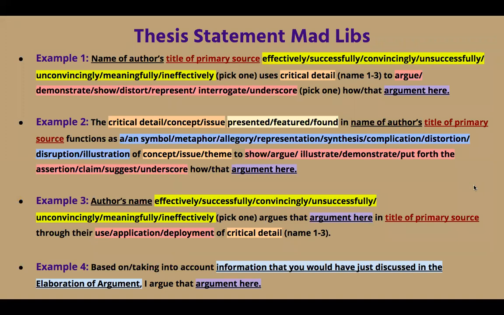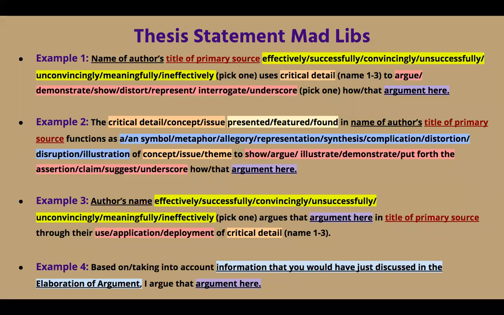So if you were to use a thesis statement Mad Libs, I provide 4 examples here, right? And I do this because if you're a person who really struggles with thesis statement construction, having some kind of template where you can plug in some words can be a useful way to get yourself started. So to give you an example, the first one, right?